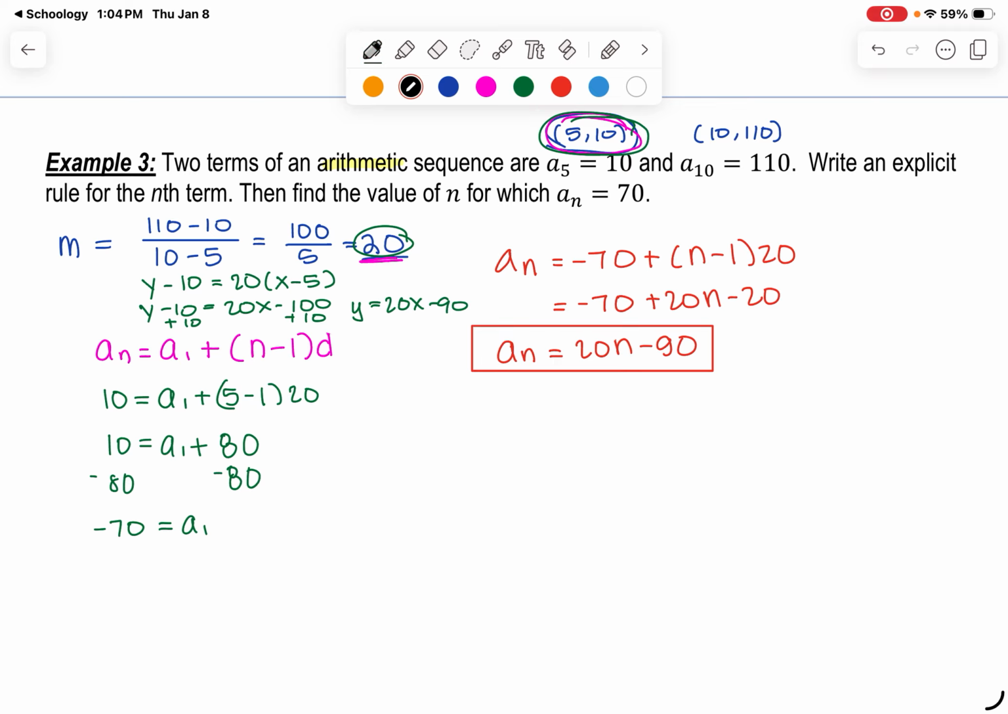So to answer that follow-up question, it says find the value of n. That gives you a sub n is 70. So I want to know what numbered term do I get 70 for? So I'm going to do 70 equals 20n minus 90. Add 90 to both sides. I get 160 equals 20n. Divide by 20, and I get n equals 8. So the 8th term is 70.